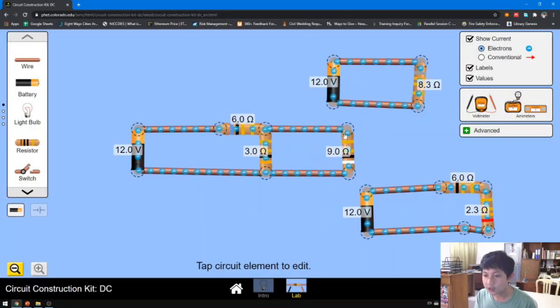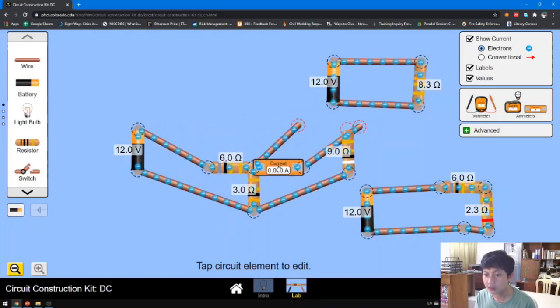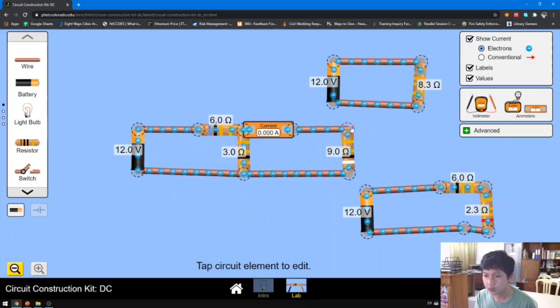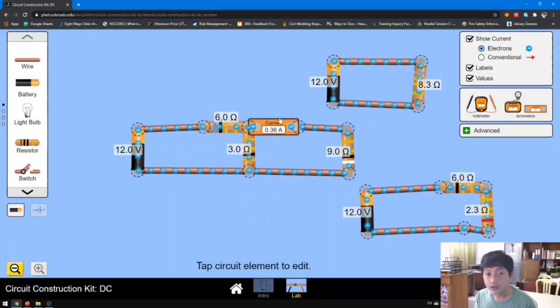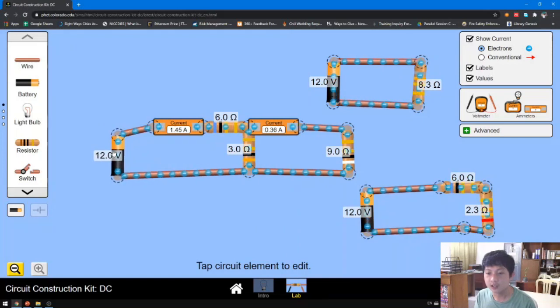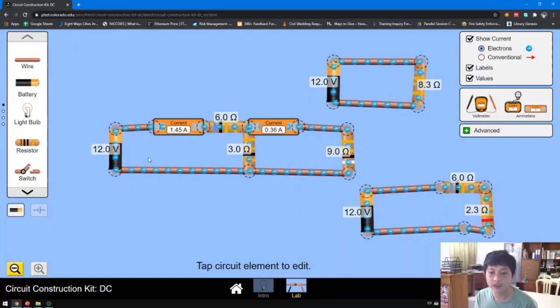Now let's check. Alright, so this is the trickiest part. Hope I'm not wrong. It's correct! Okay, I'm surprised it's correct. I'm just kidding. See? So we have 1.45 here and we have 0.36 amps here.